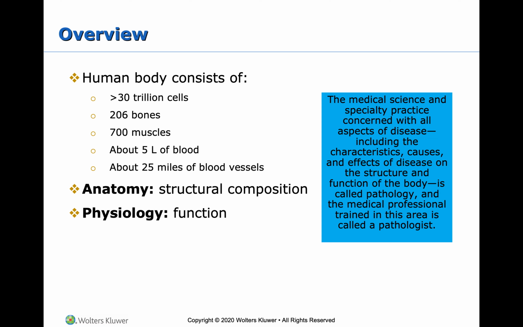All right, so your human body consists of more than 30 trillion cells, 206 bones, 700 muscles, about 5 liters of blood, and about 25 miles of blood vessels. That's pretty crazy to think that we have 25 miles of blood vessels inside of us. Nuts. So there are two terms, anatomy and physiology, and a lot of times people struggle with differentiating these two terms. Anatomy is simply the structural composition of your body, so the structures within your body. The physiology is the function of those structures.